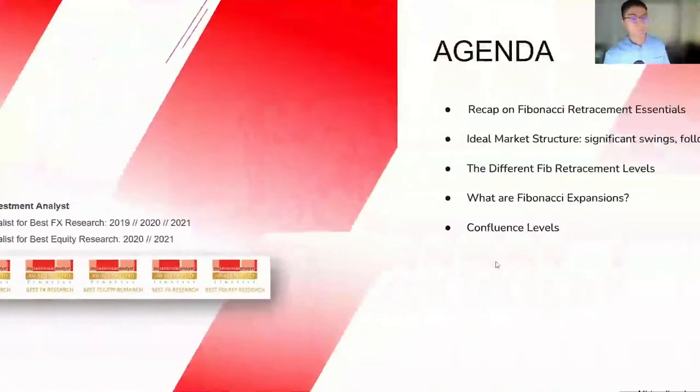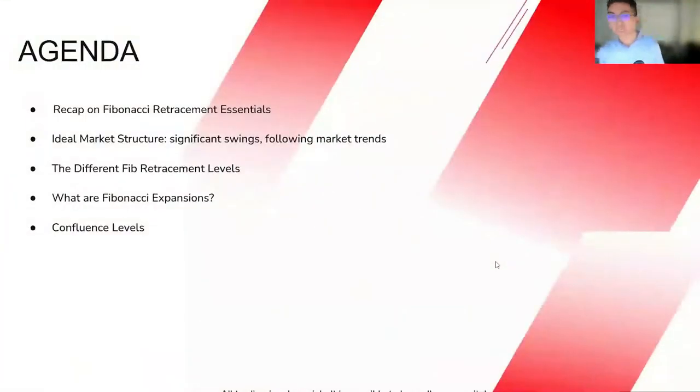Okay, so a few topics to cover today. A few agendas: a recap on Fibonacci retracement essentials, ideal market structure, significant swings, and following the market trend. We also have the different Fib retracement levels and what are Fibonacci expansions, which is the main highlight of this webinar, and going through confluence levels. So let us begin.